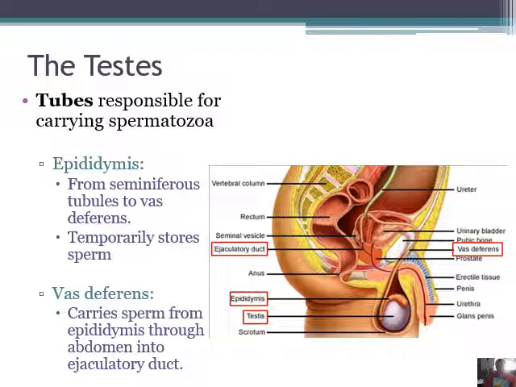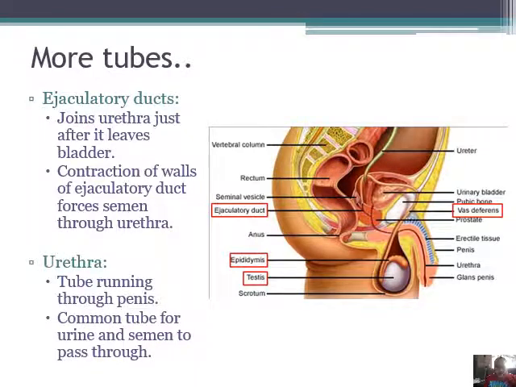We then have the vas deferens, which carries the sperm from the epididymis through the abdomen into the ejaculatory duct. Remember, the ejaculatory duct is what joins the urethra after it leaves the bladder, and the contraction of the walls of the ejaculatory duct forces semen through the urethra. There are muscles that go around the ejaculatory duct which are able to contract and force all of the semen directly out.